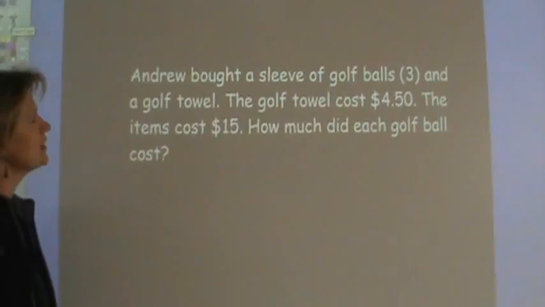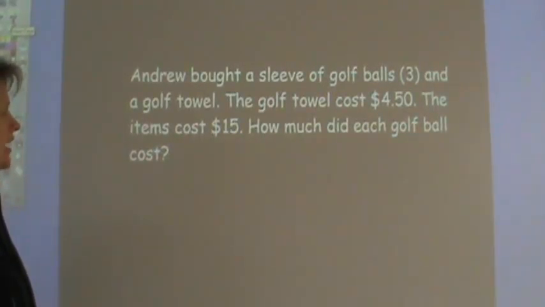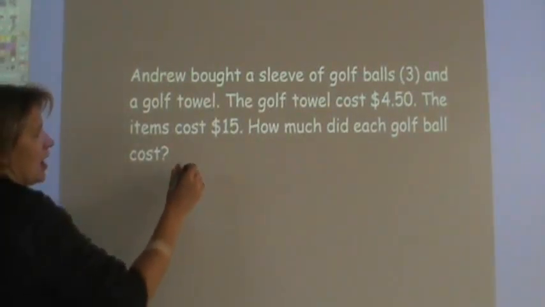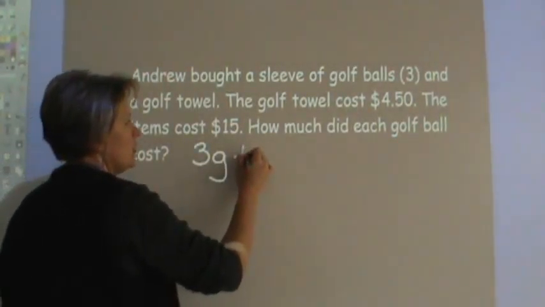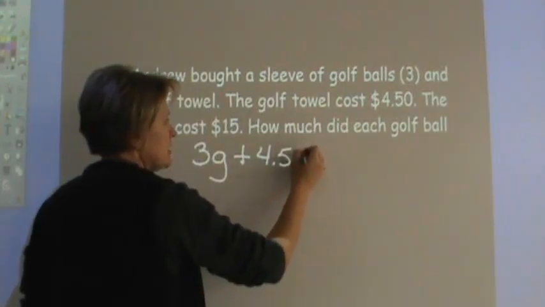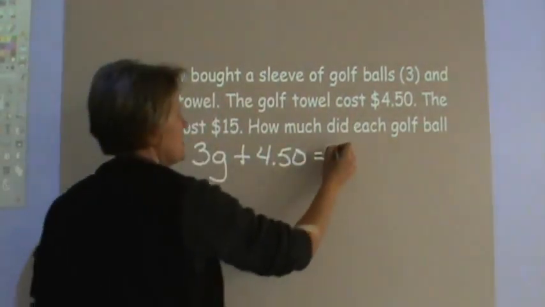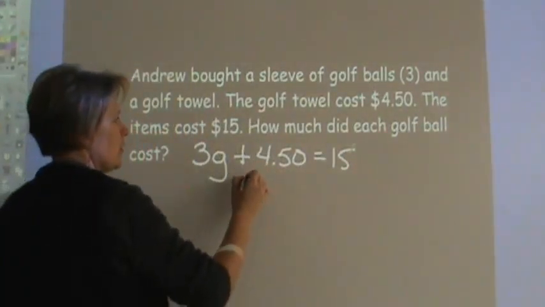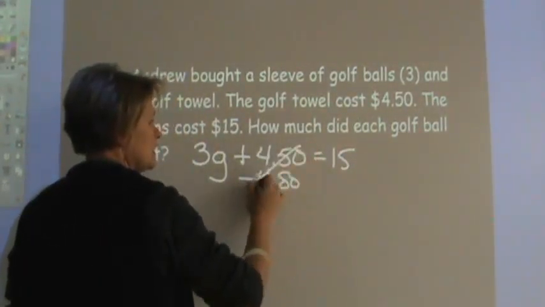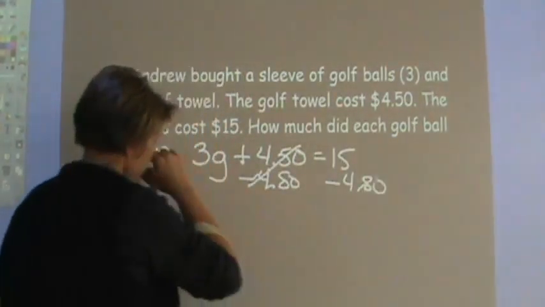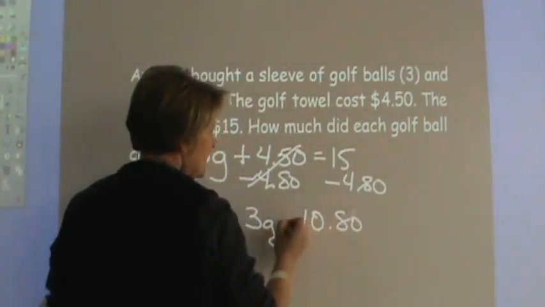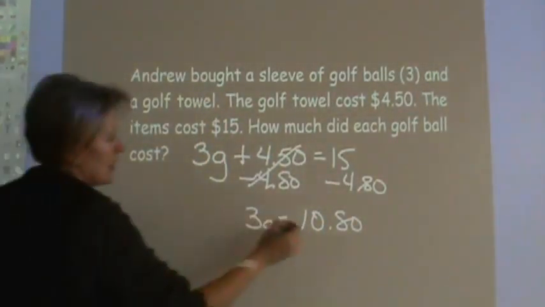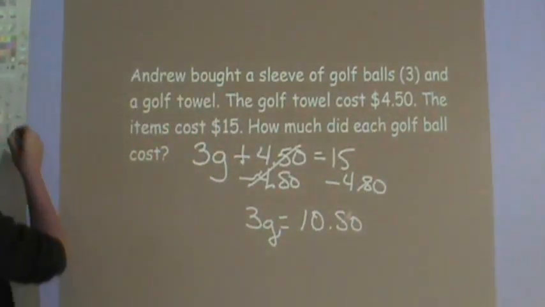All right, Andrew bought a sleeve of golf balls, it's a 3-pack, and a golf towel. The golf towel cost $4.50, the items cost $15. How much did each golf ball cost? So 3 times the price of each golf ball plus the $4.50 he spent on the towel is going to equal $15. Okay? So we're going to subtract the $4.50 that we know he spent on the towel. All right, and we know that's going to equal $10.50. Okay, so that means he spent $10.50 on 3 golf balls.